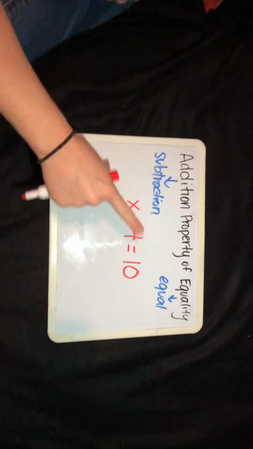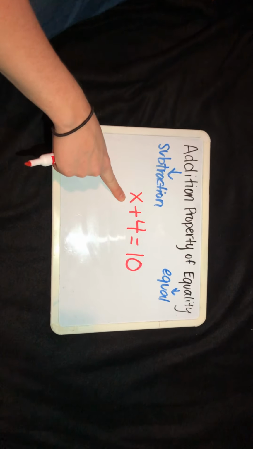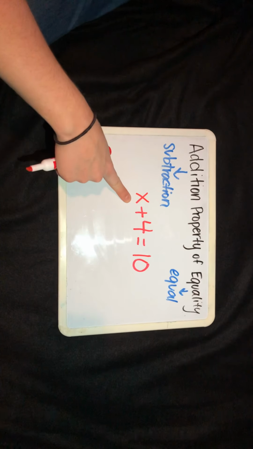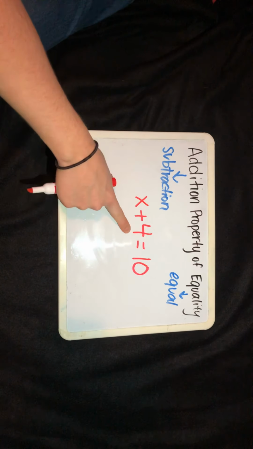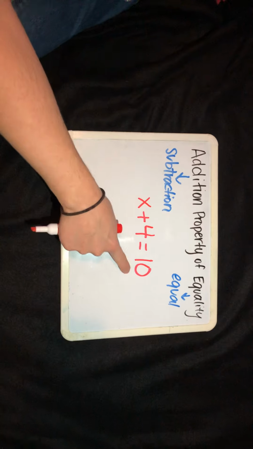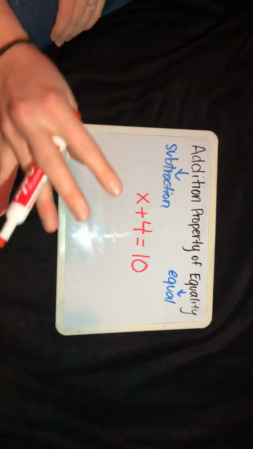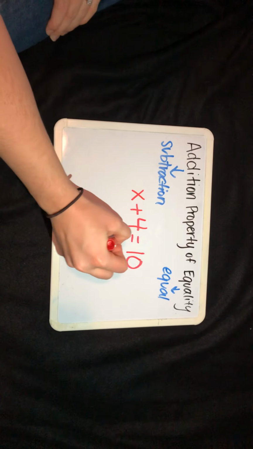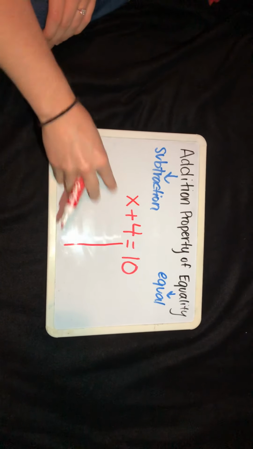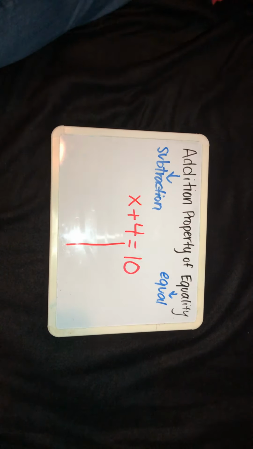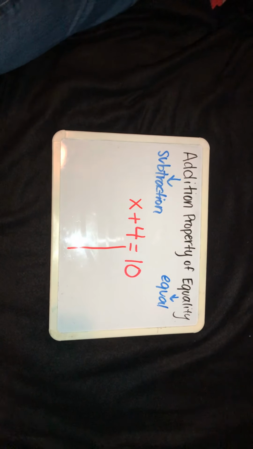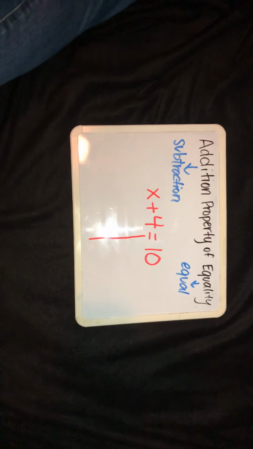So I have my variable, which is my unknown value that I'm trying to solve for. I have my operation, I have another value, I have an equal sign, and I have our total or our final answer. So when we're solving for x, we want to separate the two sides of our equation into two separate parts. So now this is where our addition property of equality comes into play.